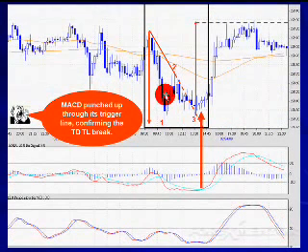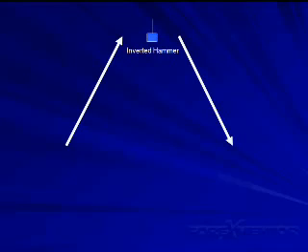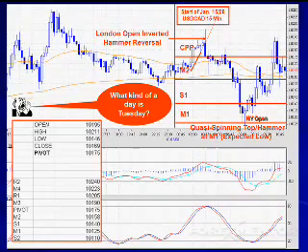Here's another example. A hammer right here. Price cycles lower, the hammer forms, and then price reverses. Here we have an inverted hammer, or shooting star as Steve would call it. There's the body, the shadow or wick on the top. Price rises, the inverted hammer forms, or shooting star, and then price declines.